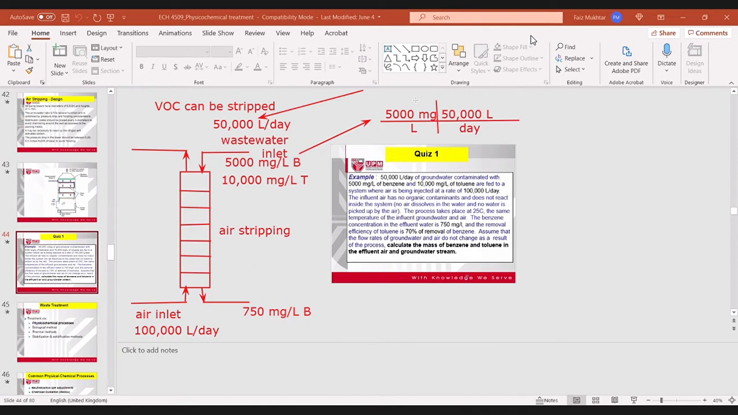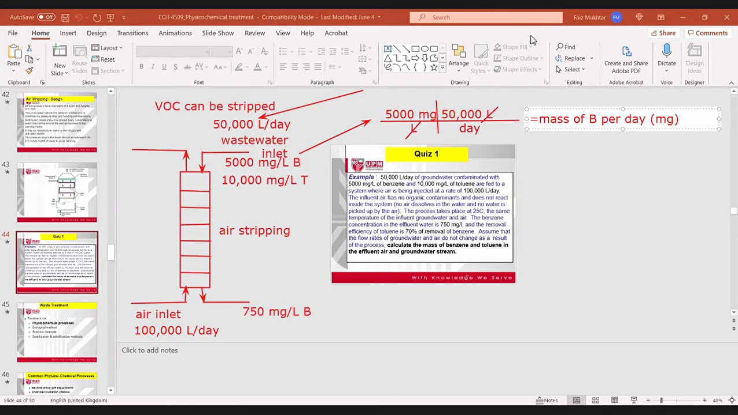Okay, so there's 5,000 milligram per liter of benzene, and in total in one day there is 50,000 liter goes in. So at the end, how much benzene in one day? Just multiply, and you will get the mass of benzene per day. You can forget about the per day later on. When you calculate this, you will get milligram.